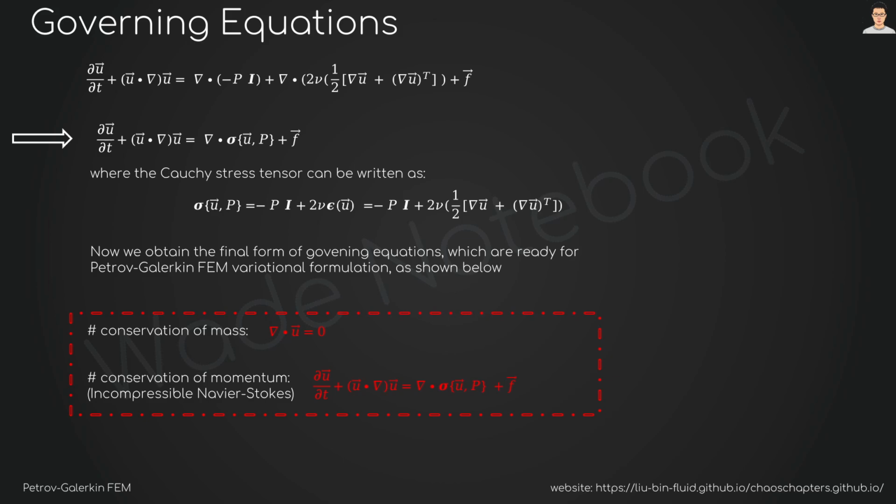Now, we are able to write the incompressible Navier-Stokes equation in a very succinct and robust form, which is not only numerically stable, but also mathematically correct. At this stage, we have prepared the correct forms of governing equations of incompressible flow for finite element formulation. In the next video, we will start working on the variational forms of the incompressible Navier-Stokes equation.